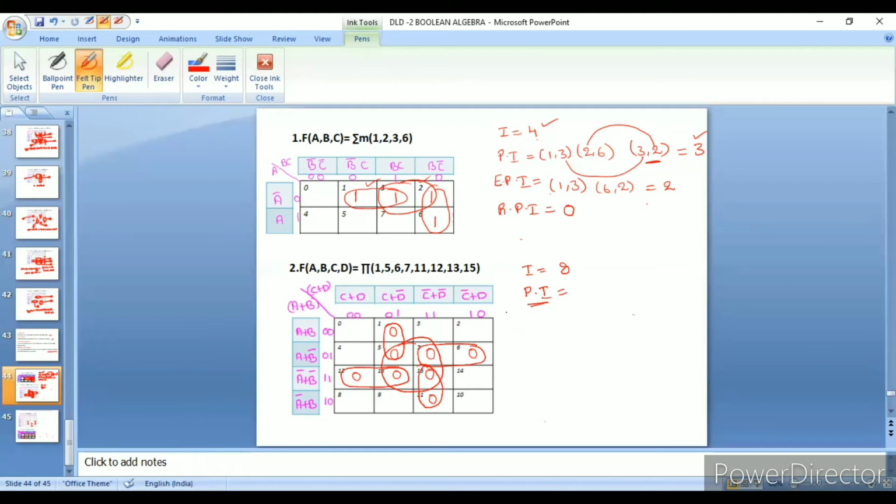So let me write here the total prime implicants: 1, 2, 3, 4, and 5. The total prime implicants are 5. Now the point is, let me write the prime implicants here so that the discussion is easy. 6 and 7, 11 and 15, 12 and 13, then 5, 7, 13 and 15.